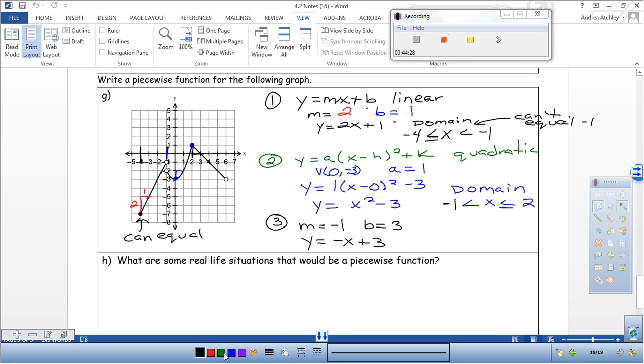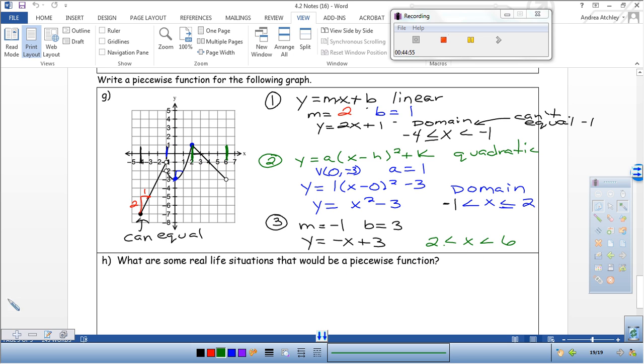Then we need the beginning and the end, the domain. So it starts here and it ends here. So it starts at 2 and ends at 6. Okay, so is there an open or closed circle here at 2? Closed, so it can equal.